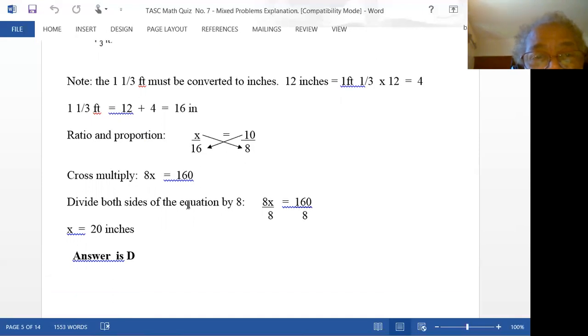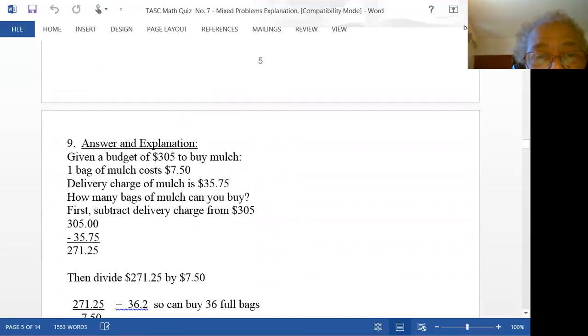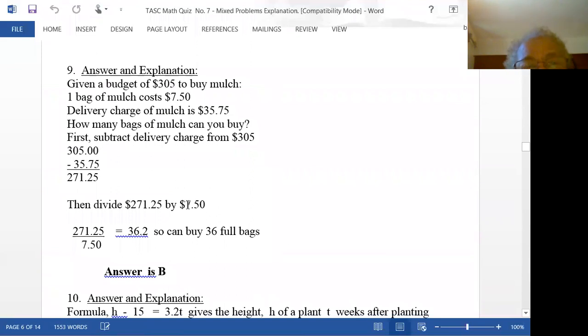Okay, let's go to our next problem. Our next problem, we're given a budget of $305 to buy mulch. A bag of the mulch costs $7.50 and the delivery charge is $35.75. Your question is, how many bags of mulch can you buy?